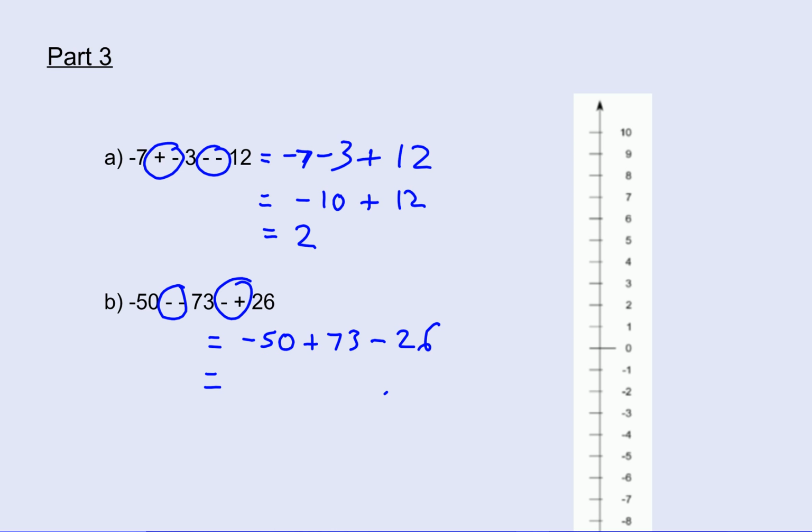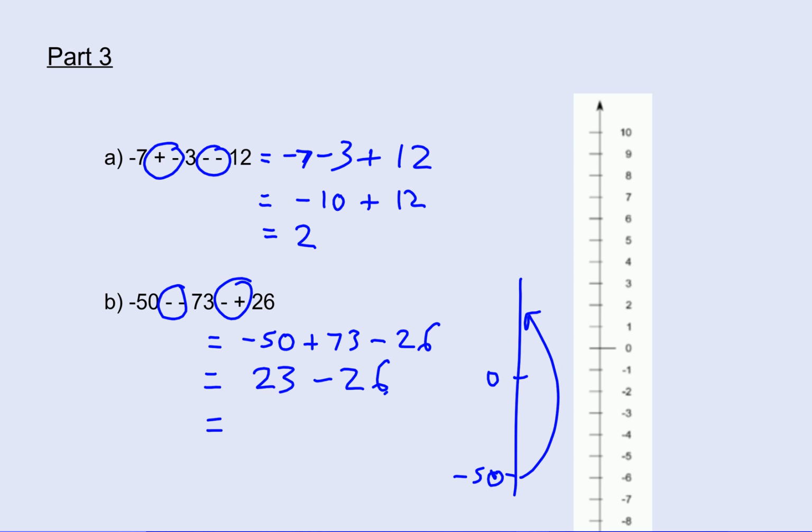So -50 plus 73. If you do a little drawing, it might help. You can put 0 in here. -50 is down here, and adding 73 means I'm going up 73 places. Now if I do that, -50 plus 73 takes me to 23. And then I've still got -26 on the end. If I start at 23 and go down 26 places, that will take me to -3. That's your final answer. A bit tricky, that one.